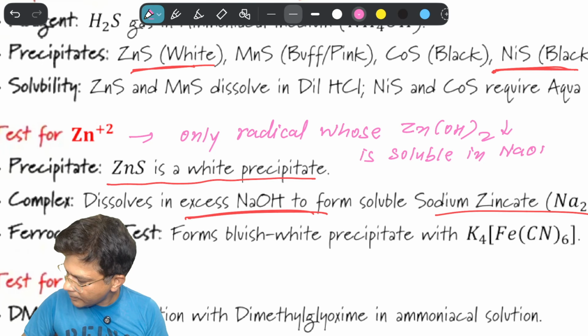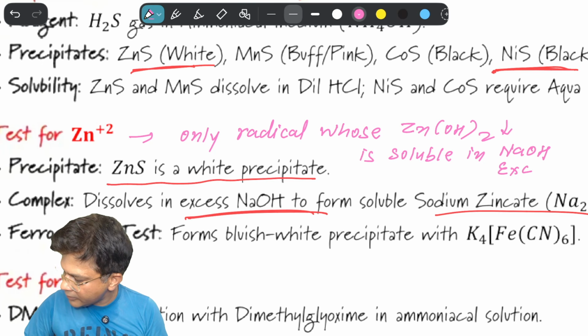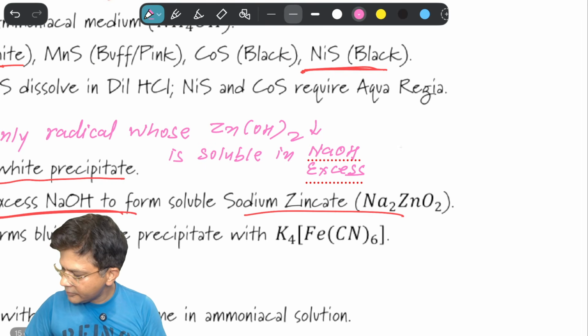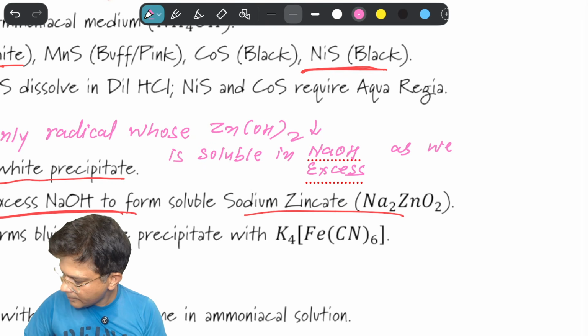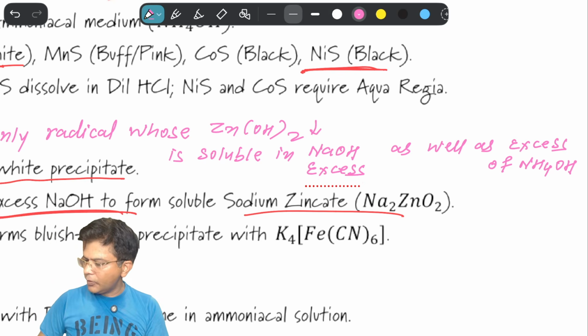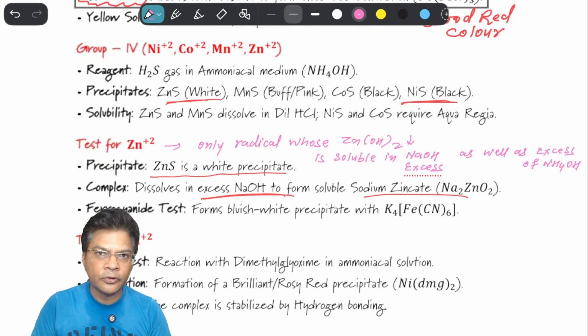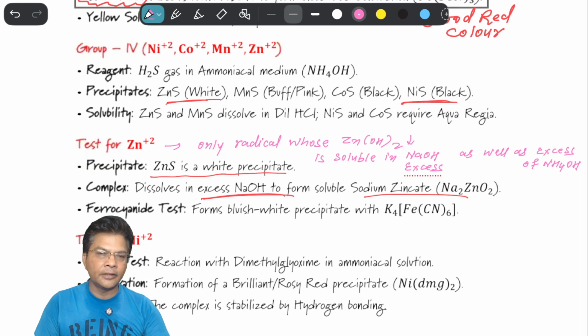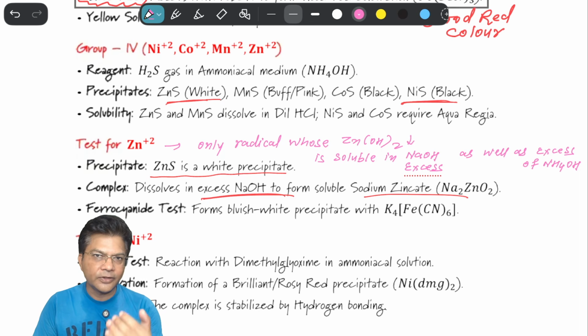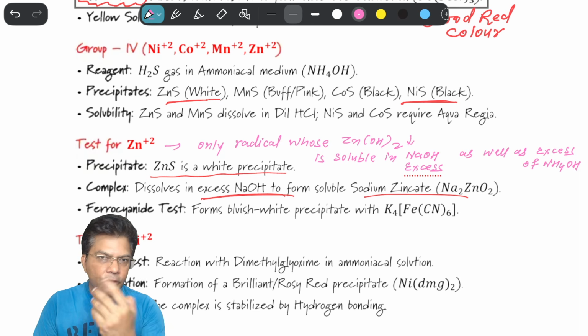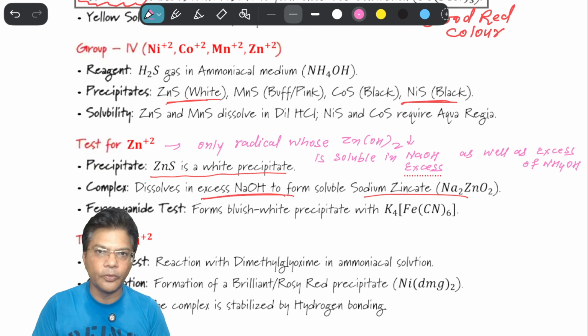NaOH, excess of NaOH better to say, as well as ammonium hydroxide, what I told you, kids. In this world, there are some metal hydroxides which are soluble in excess of ammonium hydroxide and some in sodium hydroxide, but zinc hydroxide is the only radical which is soluble in excess of both.